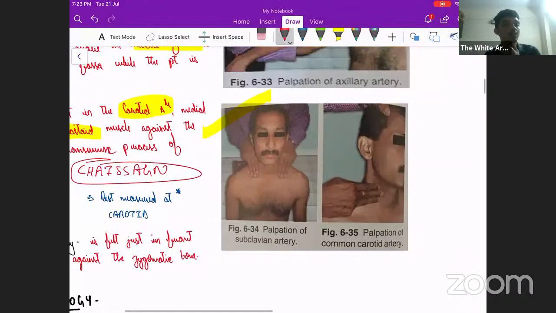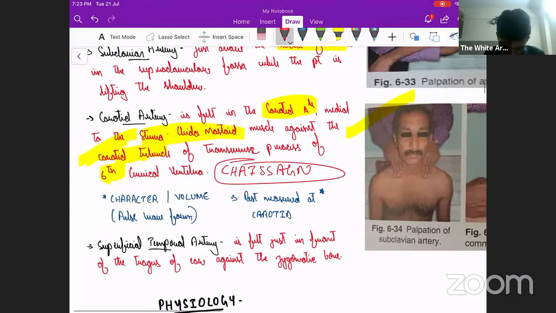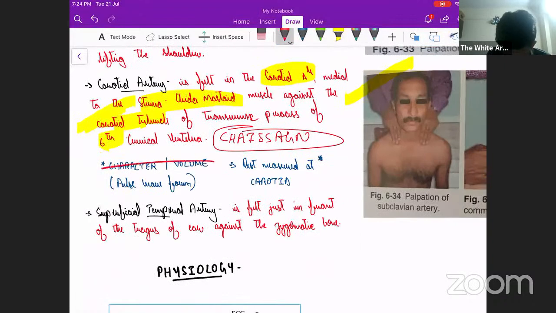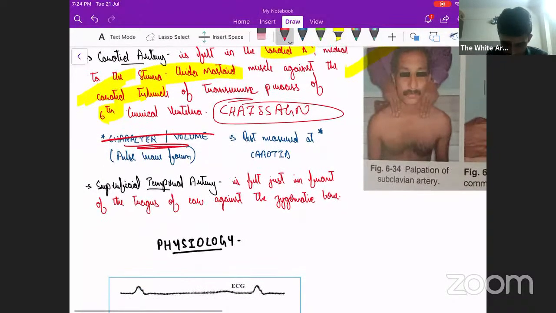Okay. So slightly turn the neck to the opposite side, medial to the sternocleidomastoid muscle. You can measure with three fingers. And again, character and volume is best measured over here.